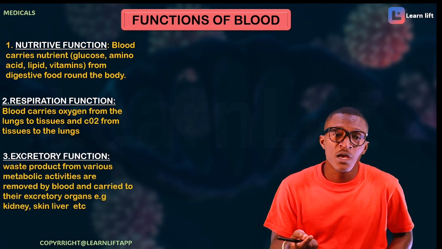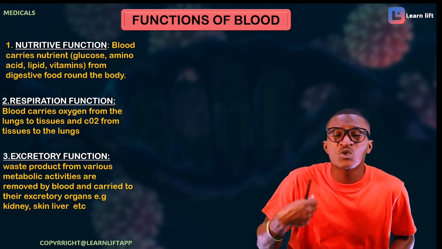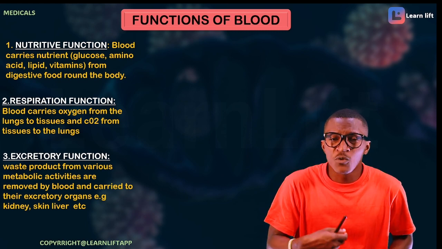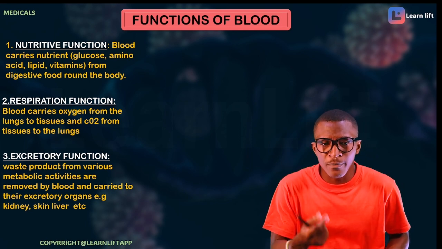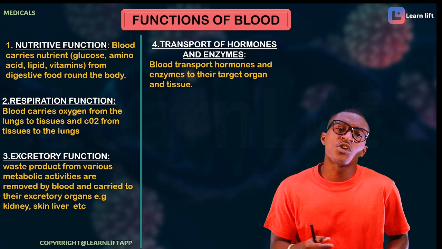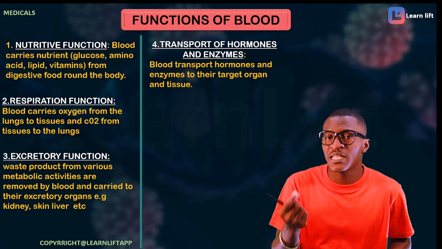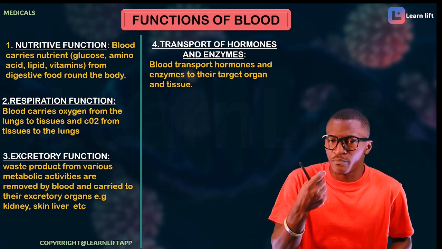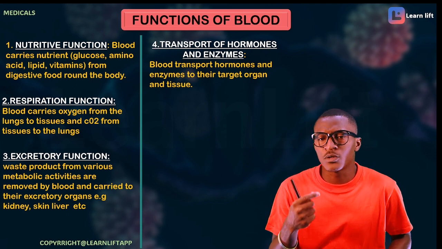Number 3, excretory function. Blood helps to remove unwanted substances from the body, like your urine. Are you with me? So blood helps to remove what? Unwanted substances from the body. Now the next is what we call your transport. Blood helps to transport hormones and enzymes. Hormones, and what are hormones? Hormones are chemical substances which are produced by ductless glands and are transferred around the body.